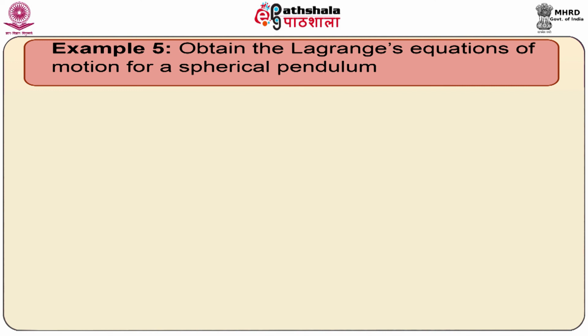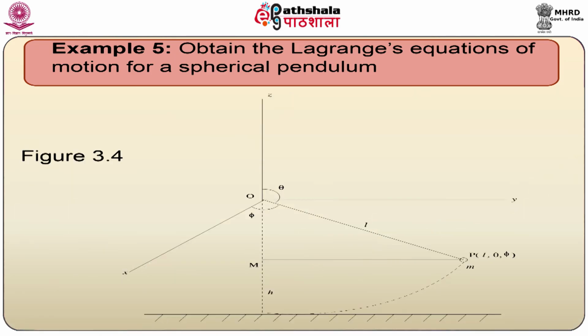Consider the next example. Obtain the Lagrange's equations of motion for a spherical pendulum. A spherical pendulum is a simple pendulum which can move throughout the space about the point of suspension. Its bob lies on the surface of a sphere whose radius is equal to the length of the string. The sketch of the physical problem has been given in figure 3.4.